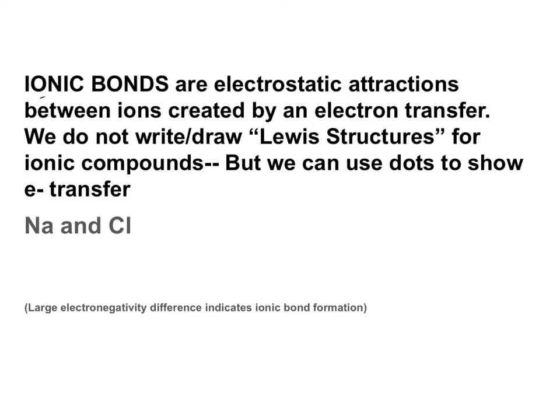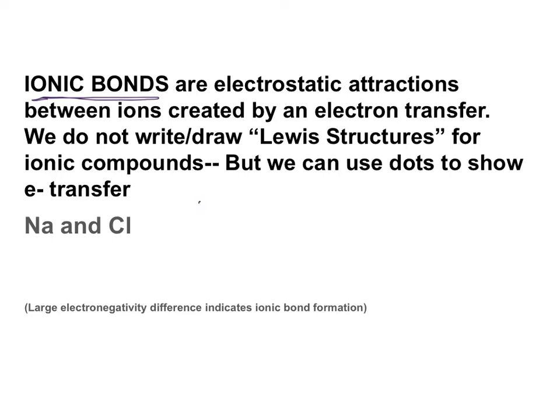So let's actually look at ionic bonds and define those carefully, okay? An ionic bond is not a transfer of electrons. An ionic bond is what happens after the transfer of electrons, okay? So a transfer of electrons happens, and then the particles kind of glom together because they're positive and negative.